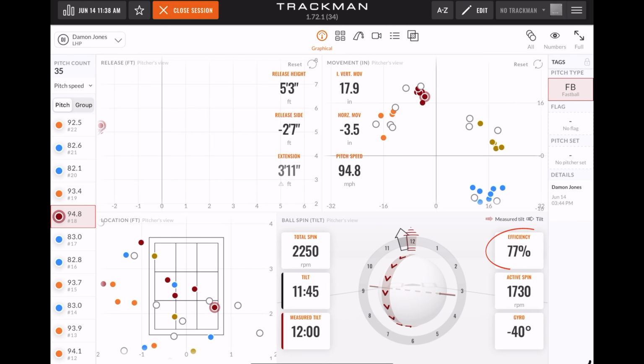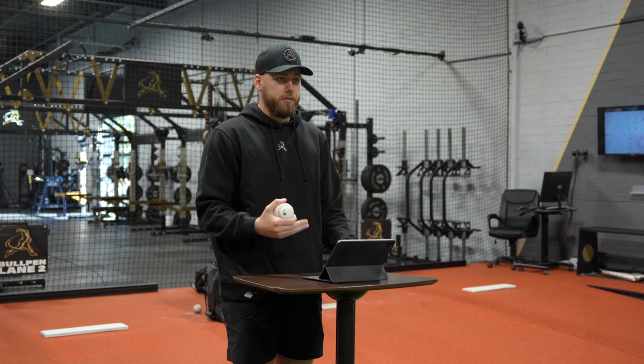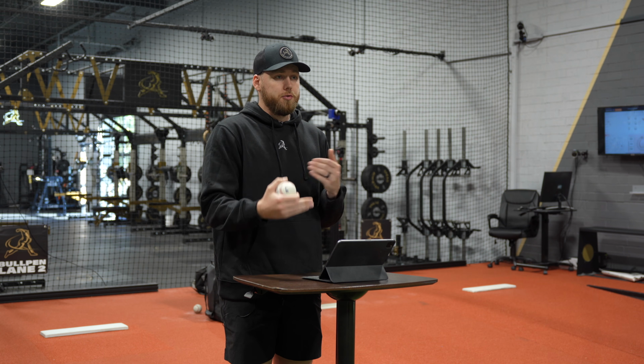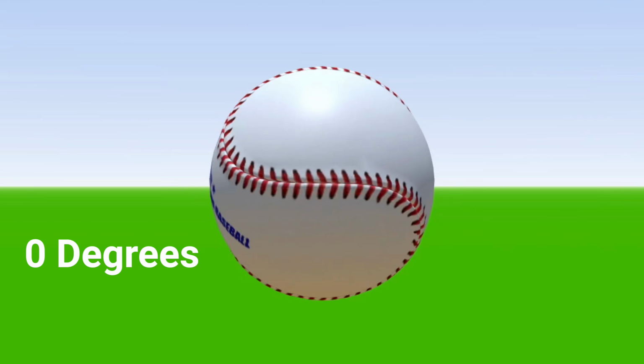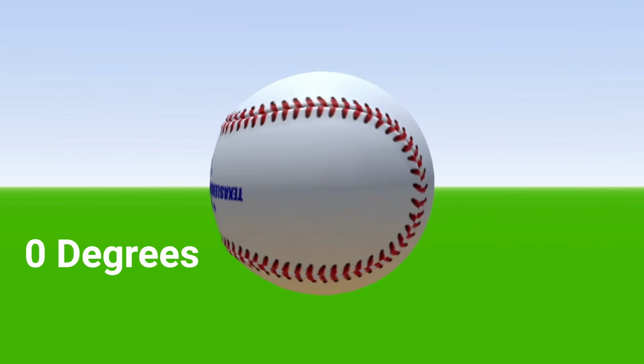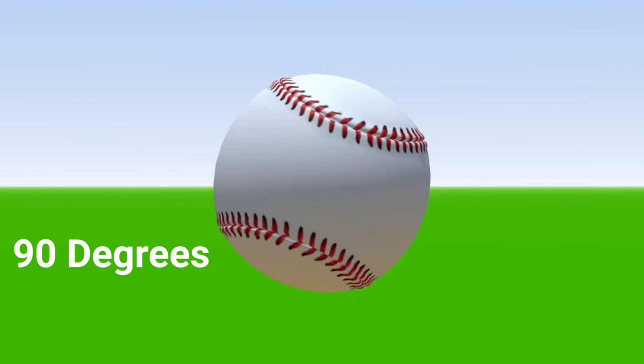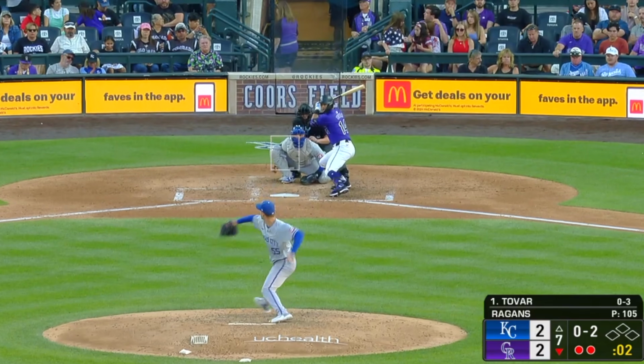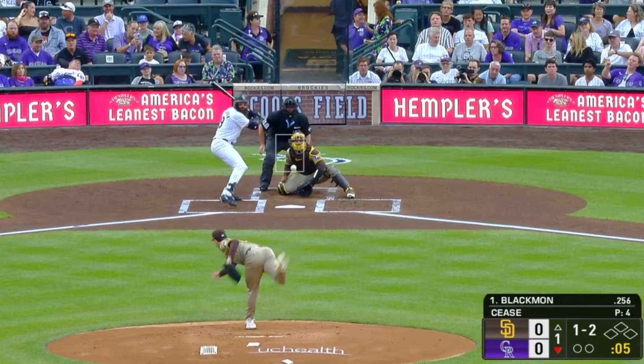As we go to efficiency, as you see here, a lower efficiency, 77% for a fastball. That is going to play into the active spin. Active spin is the amount of spin acting in the direction of that axis. Gyro degree, when we get into that, 0 degrees, you can think about a perfectly backspun baseball, with 90 degrees being like a football throw. You can think about that as a pure rotation to the right or the left, depending on your handedness.